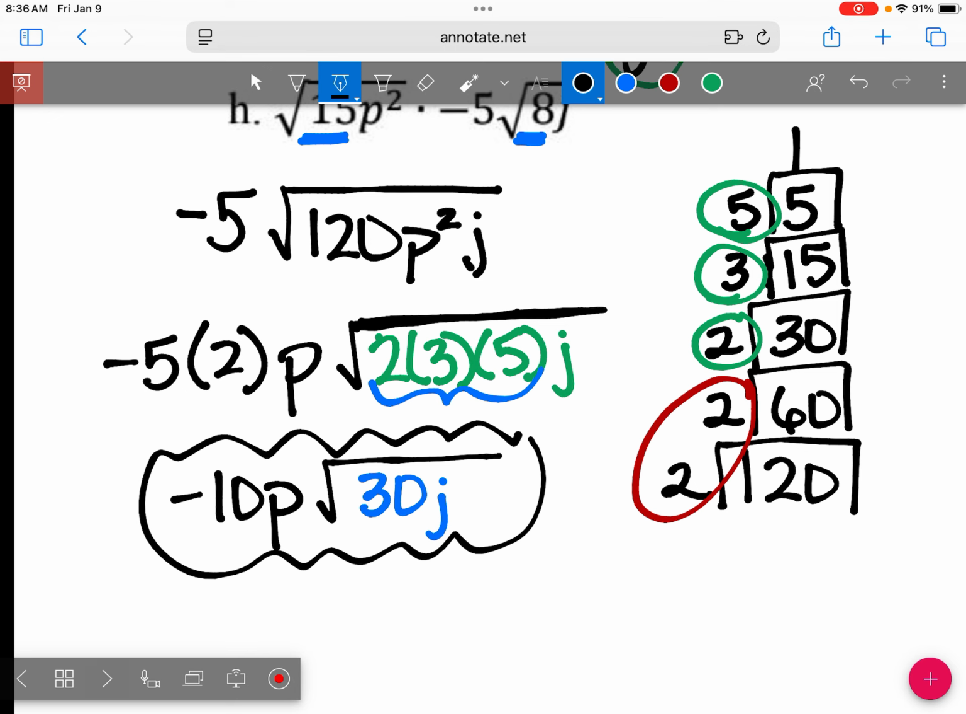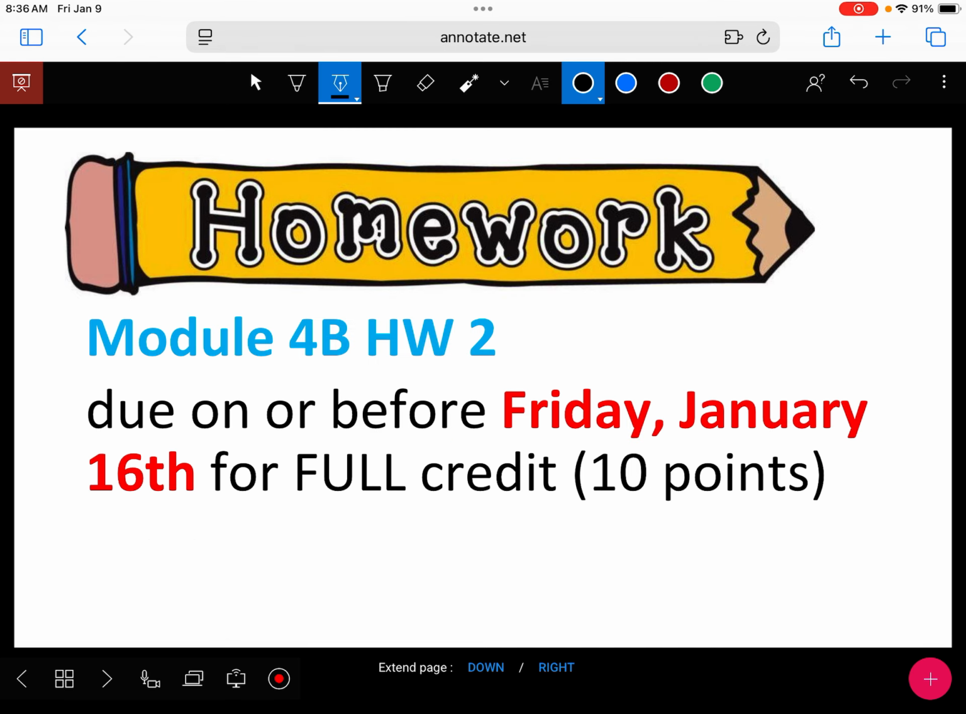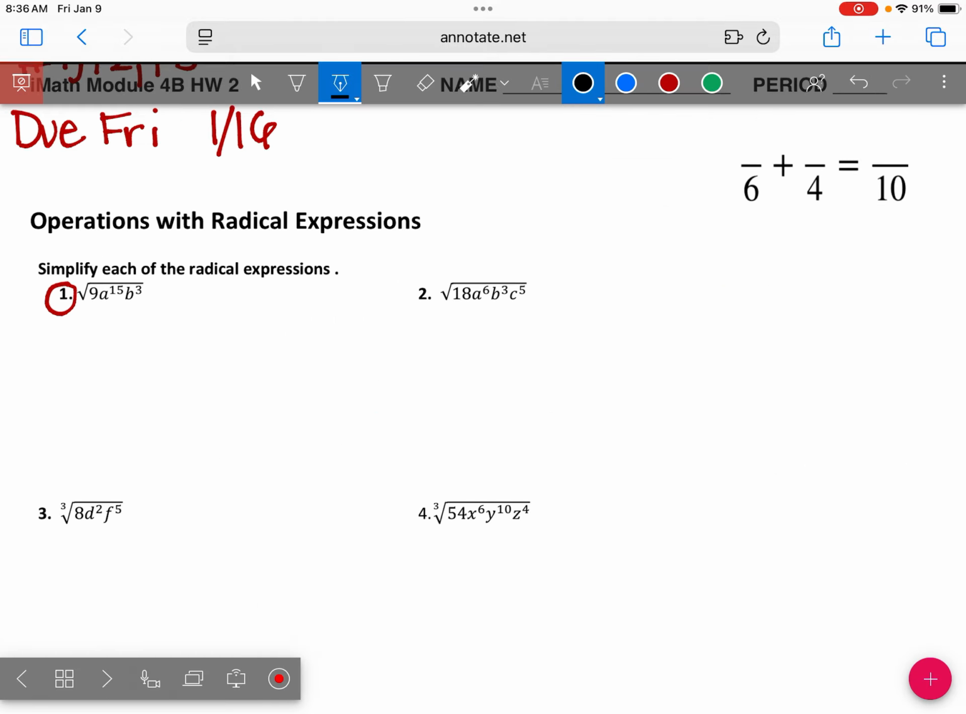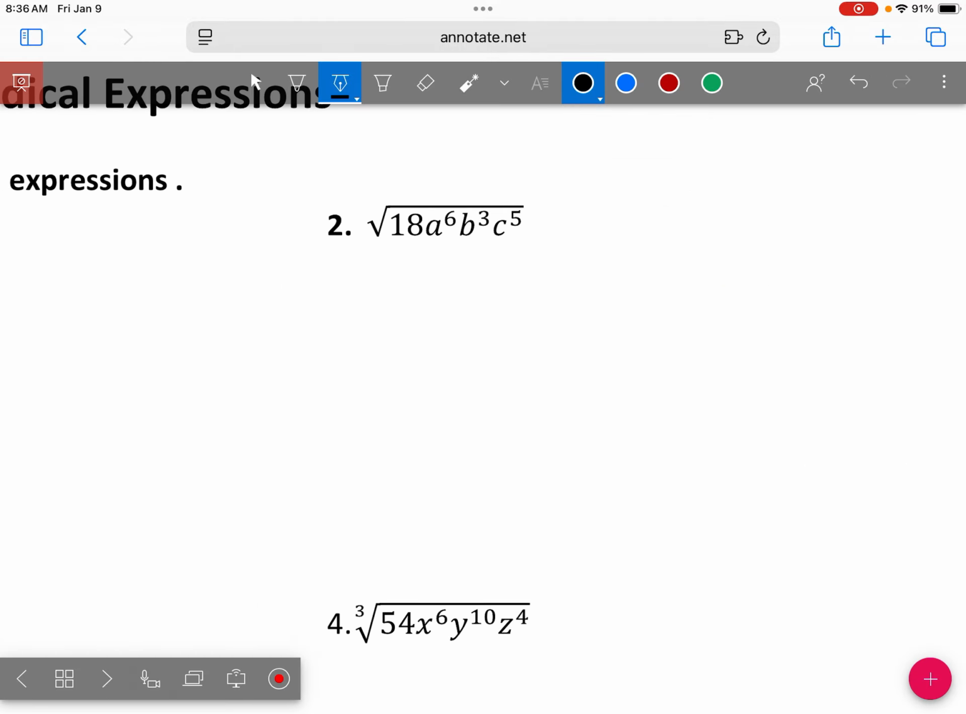All right, so can you write on homework 2 that it is due next Friday? Homework 2 is due next Friday, which is January 16th for full credit. All right, so we're going to do number 2 together. So let's look at number 2.